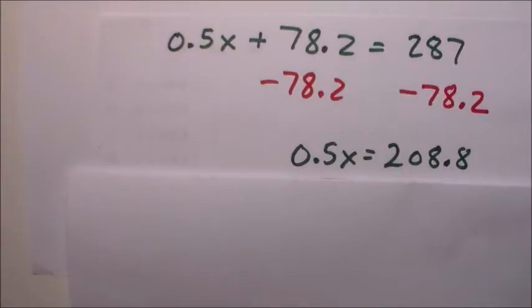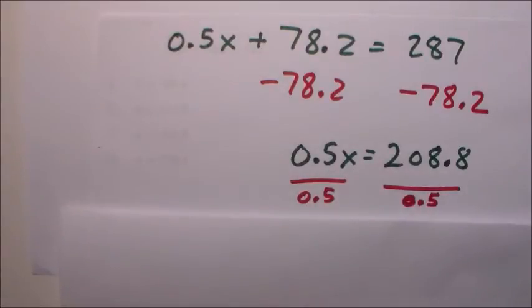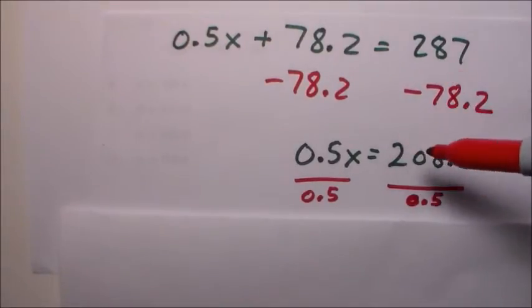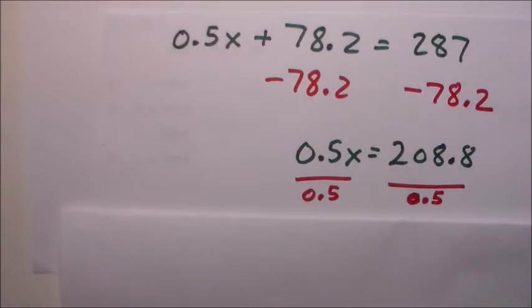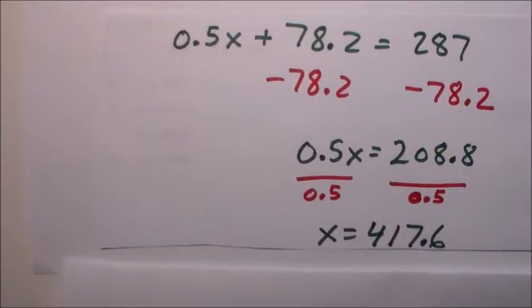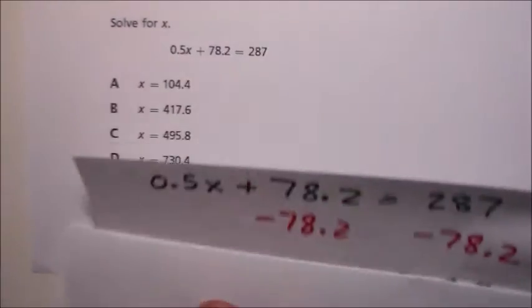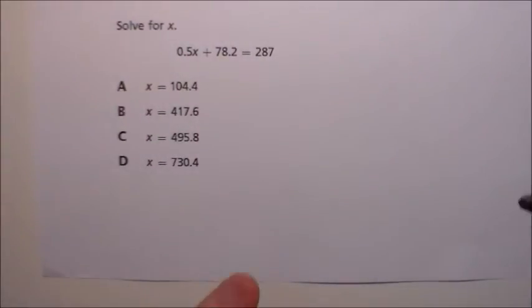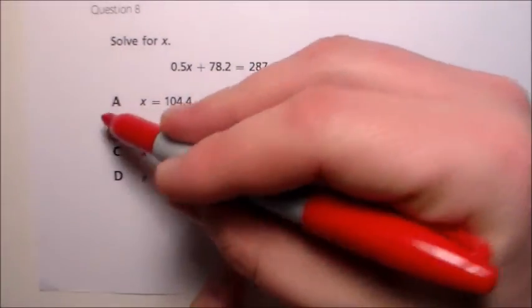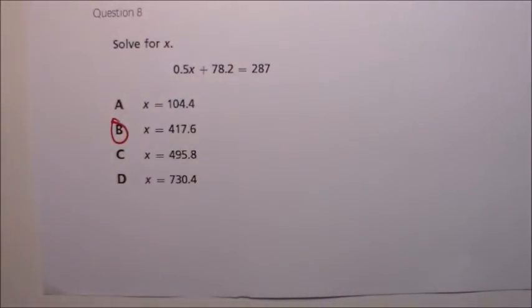We get 0.5x equals 208.8. Then we just divide each side by 0.5, which is the same as multiplying by 2. Dividing by a half is the same as multiplying by 2. What do we get? 417.6, doing out the math either by calculator or the long way by hand. 417.6 is our answer. And we're good.